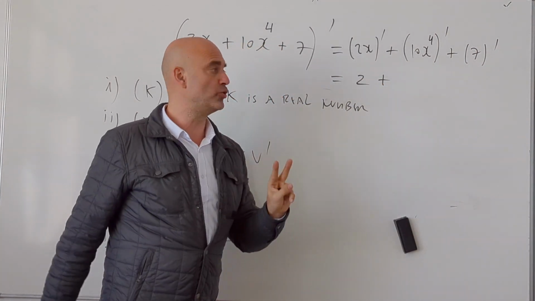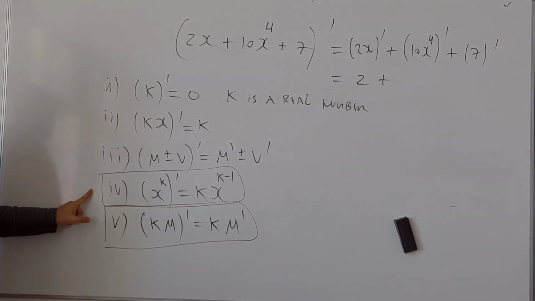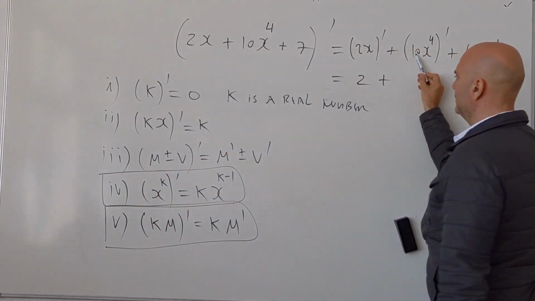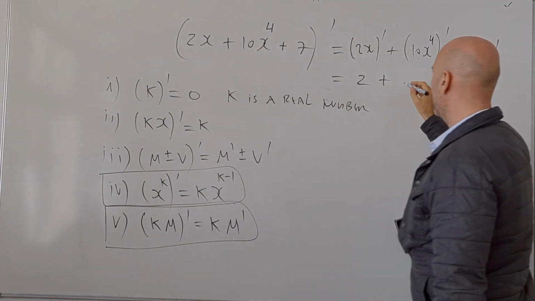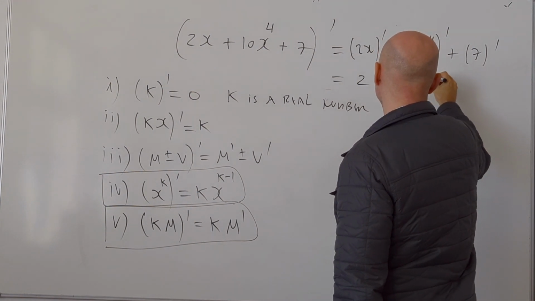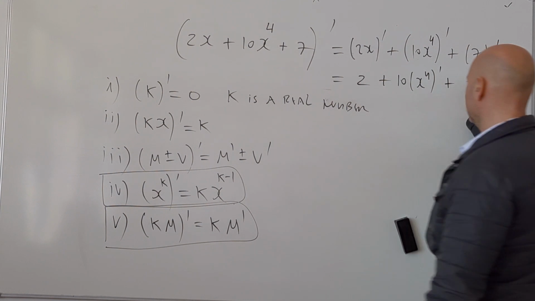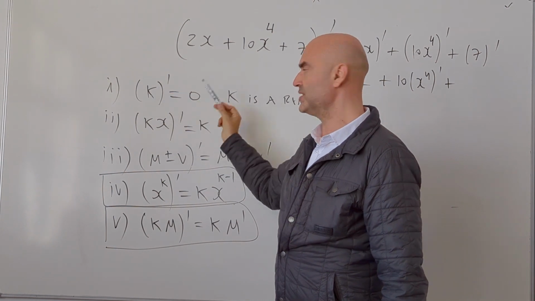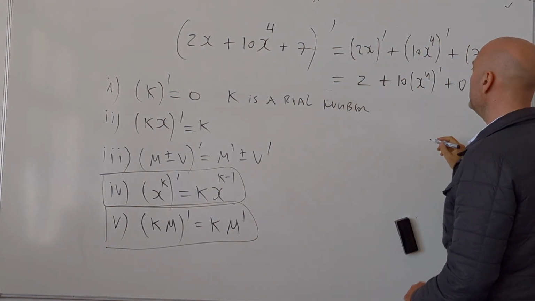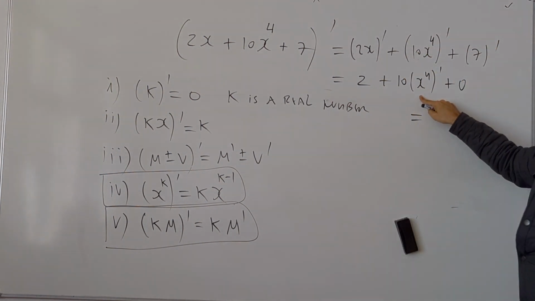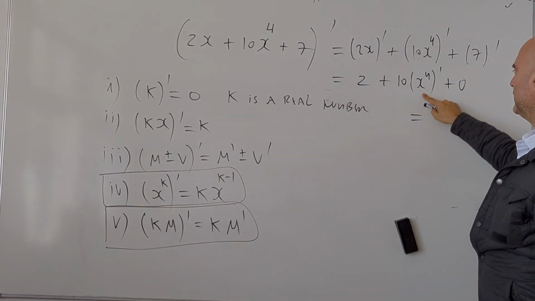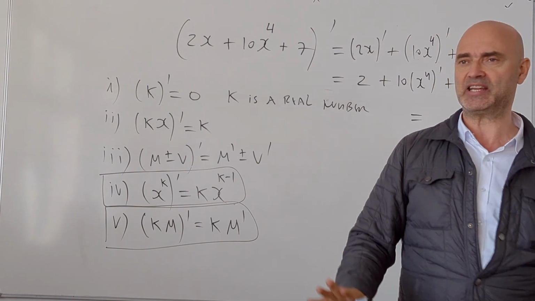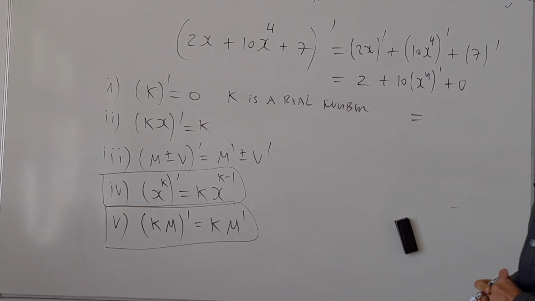Here I need to apply 2 rules, rule number 5 and rule number 4. So I will apply first rule number 5. What do I do? I put the k outside the derivative. So I write 10 times the derivative of x with exponent 4. Plus the derivative of 7 is the first rule. The derivative of a real number is always equal to 0. So I get here 0. And now I need to do this derivative, x with exponent equal to 4. It's now rule number 4. So we apply all the 5 rules in this simple example.